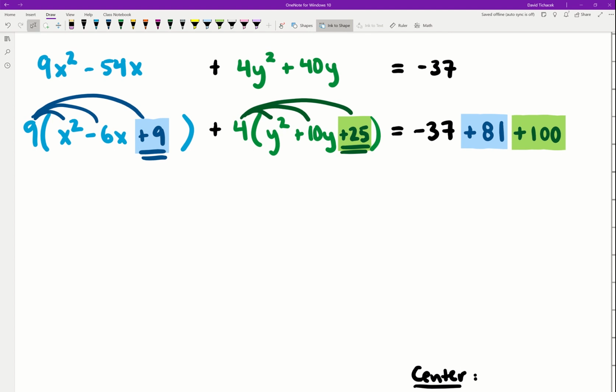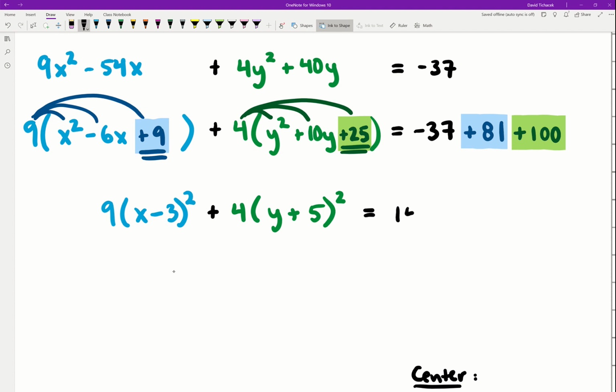And now what we're going to do is clean this up a little bit, because in my blue group I completed the square, so I can go ahead and now rewrite this as 9 times the quantity x minus 3 squared, and then say plus 4 times the quantity y plus 5 squared. And that is going to be equal to whatever negative 37 plus 81 plus 100 is. You could go ahead and do that mentally or in the calculator. What you should end up here with is 144, okay?